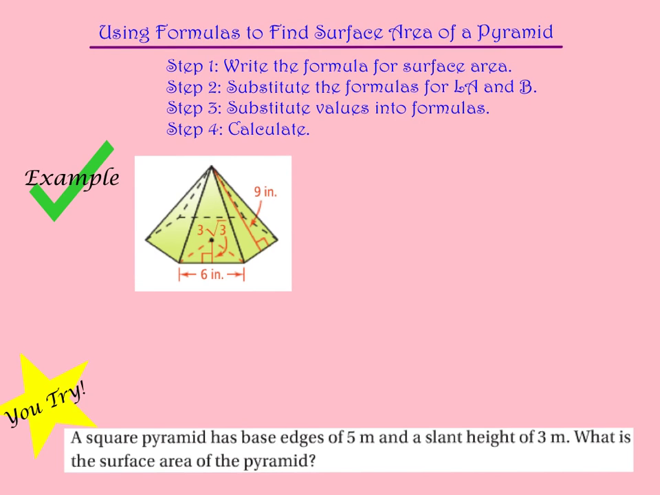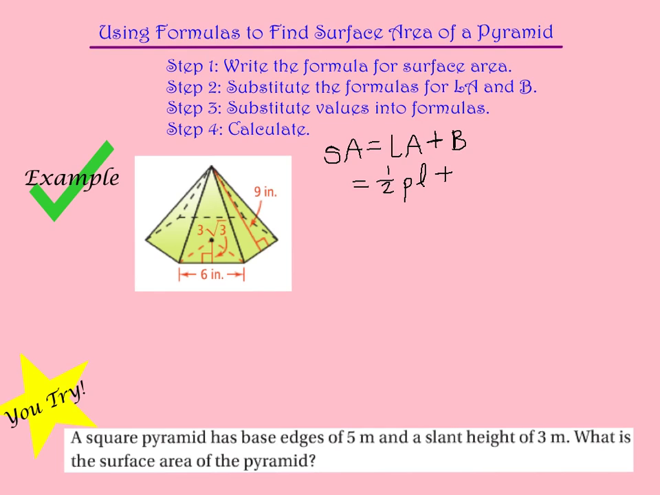Alright, so let's get into some examples. This says, using formulas to find the surface area of a pyramid, follow the steps below. So step 1, write the formula for surface area. Alright, well we just saw on the previous page that surface area is equal to the lateral area plus the area of the base. Alright, step 2, substitute the formulas for the lateral area and the base. Alright, well for lateral area we know that's 1/2 the perimeter times the slant height.